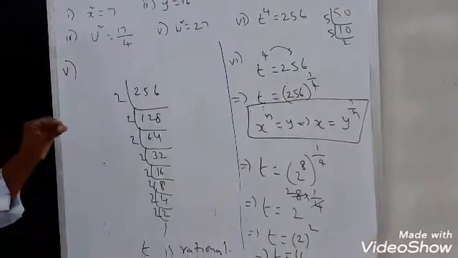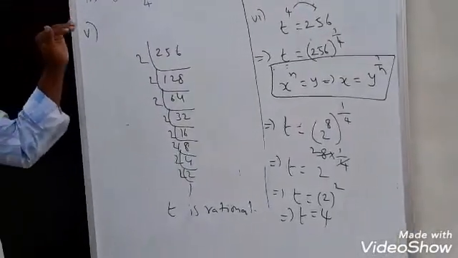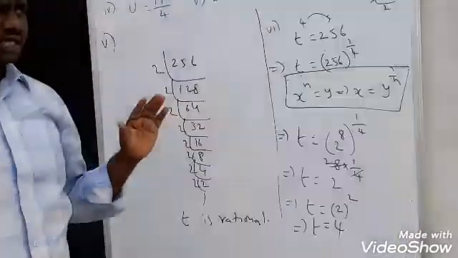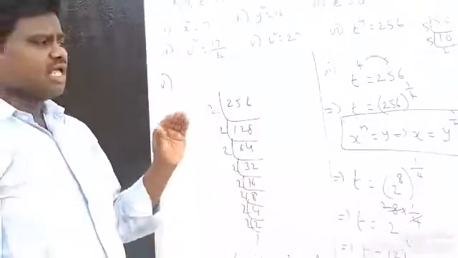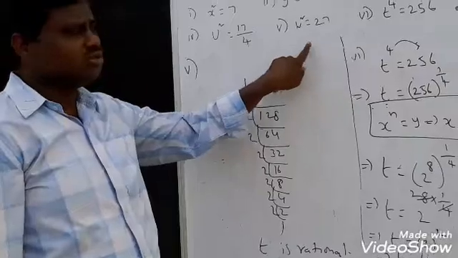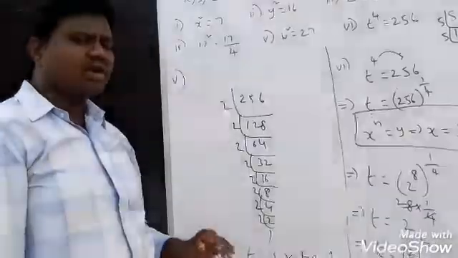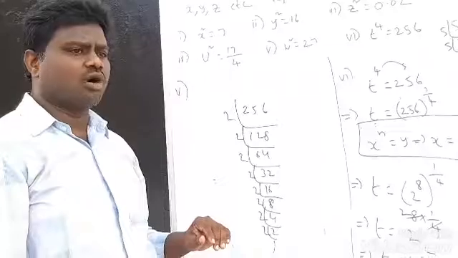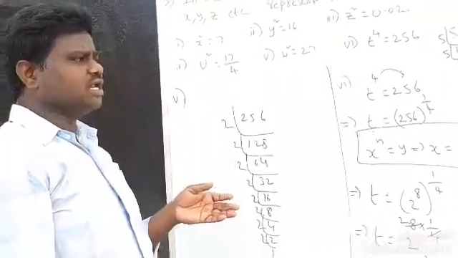So by simplification, you are told whether x, y, z are rational or irrational. So, children, if anybody asks you what a rational number is, I am telling you again: a number which can be expressed in the form of p by q is called a rational number. A number which cannot be expressed in the form of p by q is called an irrational number.